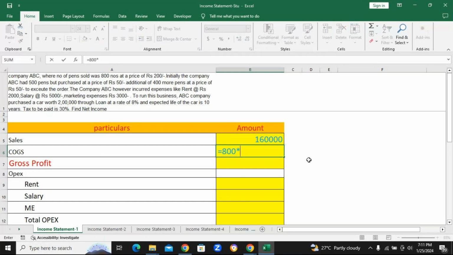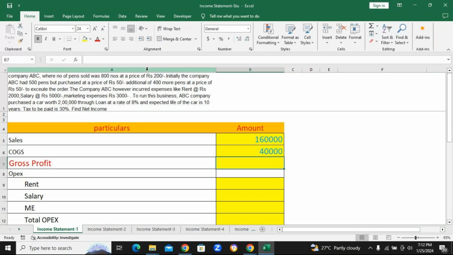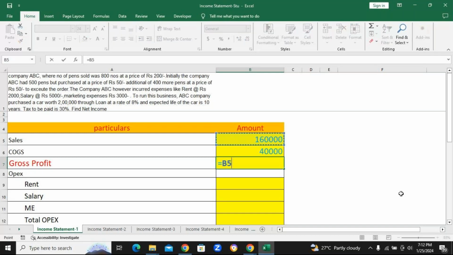800 into 50. That is 40,000 rupees I have spent in order to buy those 800 pens. And once after purchasing, I have made the sale. So here I have bought the pens at 50 rupees per pen and I have sold it at 200 rupees per pen. Now gross profit will be equals 1,60,000 minus 40,000. So 1,20,000 is my gross profit.